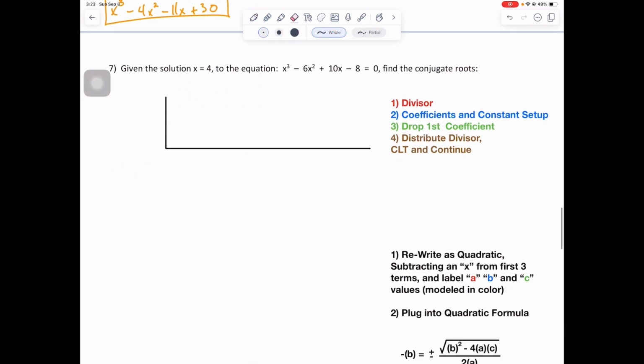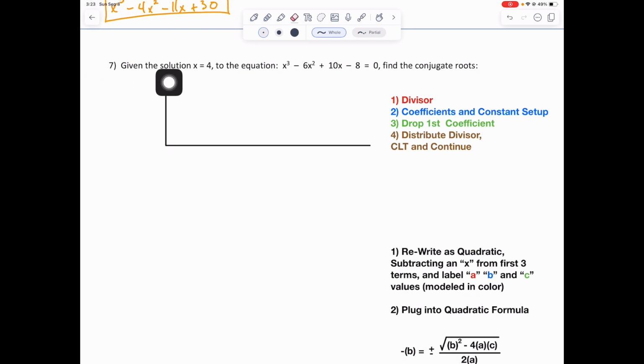And moving forward to number 7, given the solution x equals 4 to the equation x cubed minus 6x squared plus 10x minus 8 equals 0, find the conjugate roots. Actually, let's find the complex root and then the conjugate of the complex. Wonderful. So we're given the solution of x equals 4. That's big for us because we already know what x is equal to.